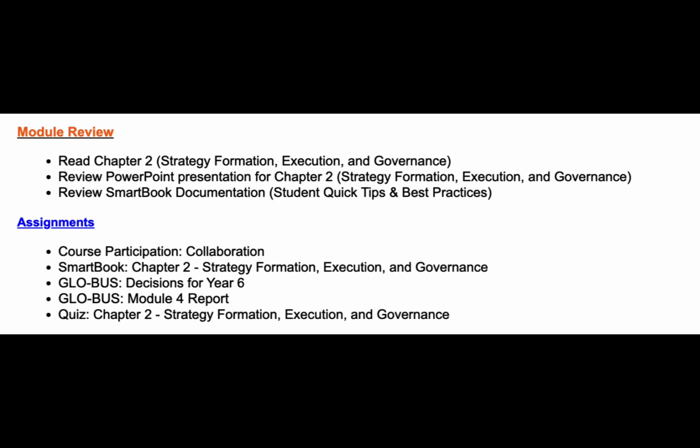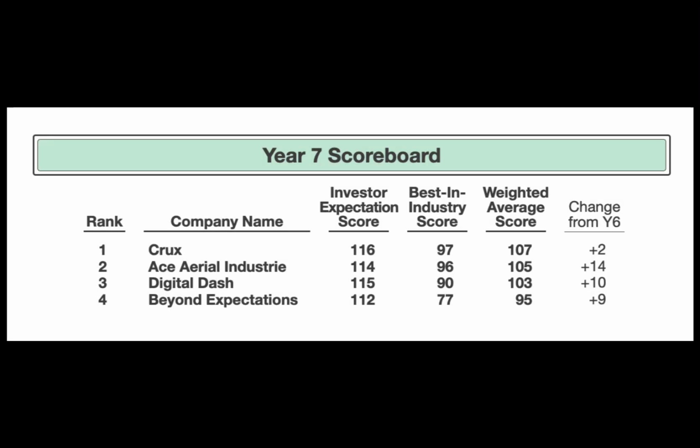So let's go ahead and jump into the results of the practice year 7 in Globalist. As you can see, Team C held on to first place. They gained 2 points with a weighted average score of 107. Team A actually jumped Team D for year 7. They gained 14 points and have 105. Team D gained 10 at 103, and Team B gained 9 at 95.